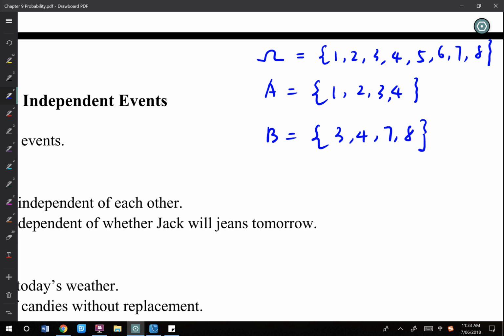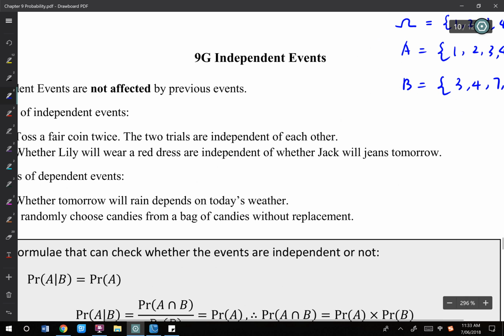This is a question in a VCE exam, and I think it's something really good to talk about in Year 11. The top one is the full set, like 1, 2, 3, 4, 5, 6, 7, 8. Event A is 1, 2, 3, 4. Event B is 3, 4, 7, 8. I'm asking whether they are independent or not. So let's talk about what independent means first before we do this question. I just think this question is a good one, so I'll put it here for you first.